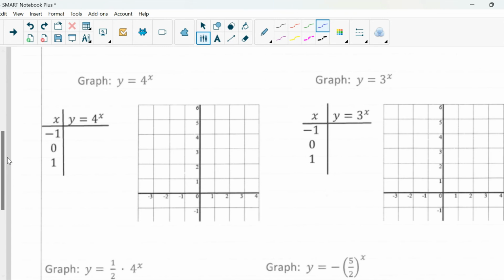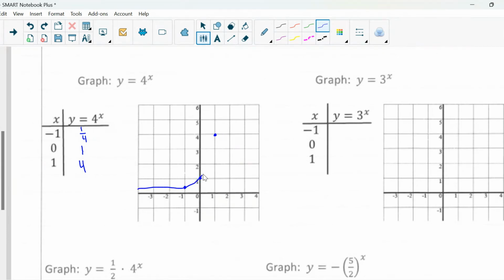So graphing y equals 4 to the x power. Remember, if we're taking a negative exponent, we are going to take the reciprocal. So 4 is going to turn into 1/4. For 0, anything to the 0 power is just going to give us 1. And then 4 to the first power is just going to give us 4. So we can go through and graph this. -1, 1/4, 0 and 1, and 1 and 4.